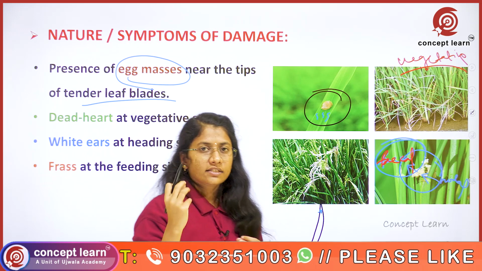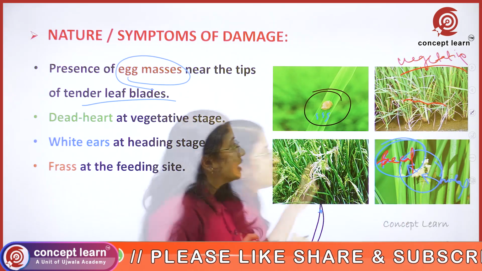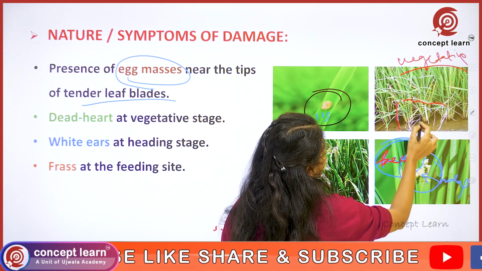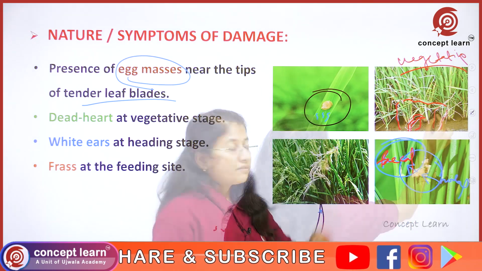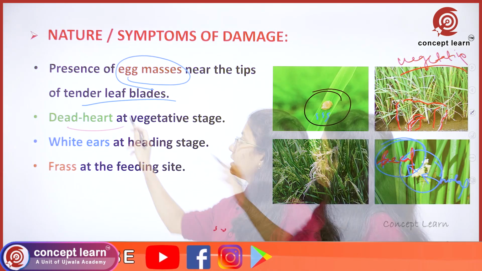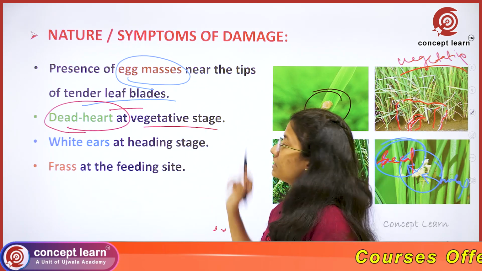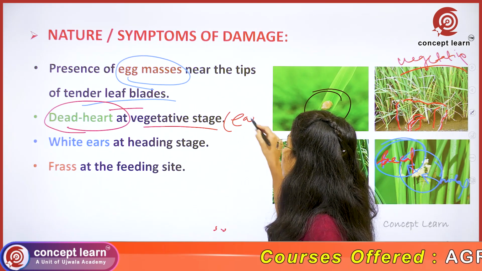This is the vegetative stage, where the larvae feed upon the entire internal contents of the stem, which leads to the leaves becoming hollow and dried. We can easily pull them out, and the leaves entirely become dry. That is known as the dead heart symptom in the vegetative or early stage of the crop.